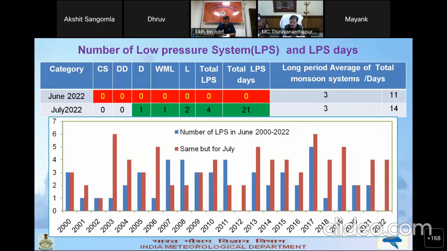In the month of July, we had about 4 low pressure systems and 21 days of low pressure systems, against the normal of 3 low pressure systems and 14 days of occurrence of low pressure. So basically these low pressure systems, which prevailed for about 21 days in July, significantly contributed towards the rainfall activity. Again, if you look at their frequency in this diagram, you will find that the number of low pressure systems is increasing. Actually, the fact is that the number of depressions is decreasing, but the number of lows is increasing.